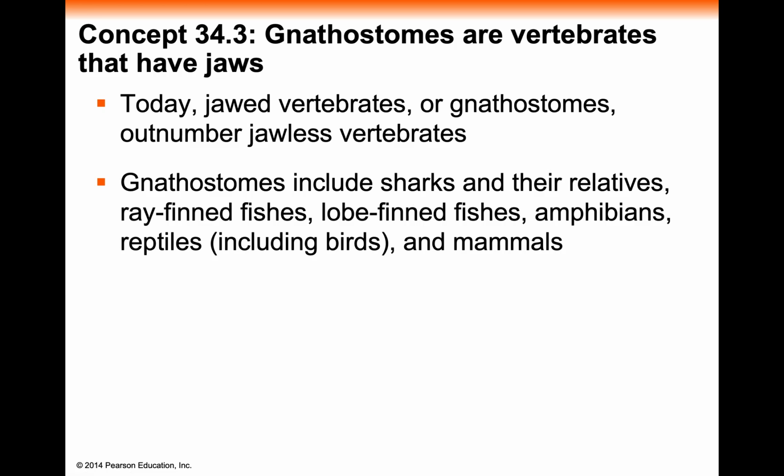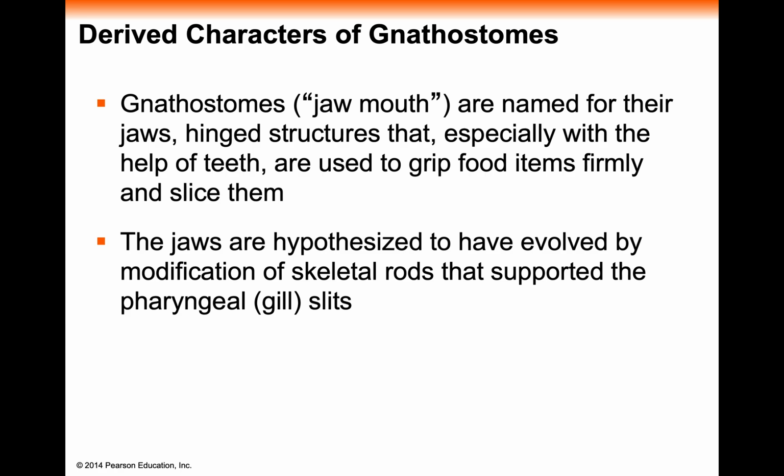So, it's one heck of an advantage, and that's why we see most of the vertebrates being gnathosomes. Ray fin fishes, lobe fin fishes, amphibians, reptiles, birds, mammals, all of the above. So gnathosomes, their jaw mouth, covered that already. The jaws are hypothesized to have evolved from modification of skeletal rods that supported the pharyngeal gill slits.